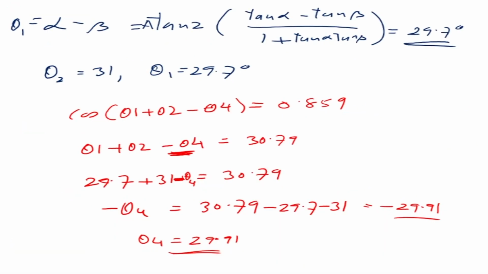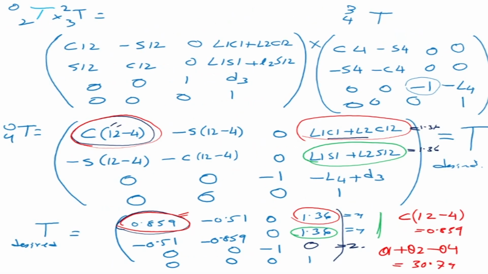Now, what about D3? So we have got theta 1, theta 2, and theta 4. What happened to D3? So we have four variables. Where is D4 now? Here, D3 is the variable, right? So D3 is the variable. I'm going to equate this to 0 now. What I get is the equation here: minus L4 plus D3 is equal to 0.